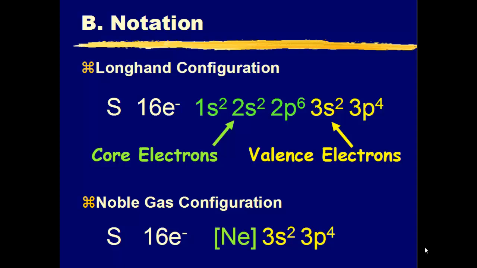So when I look at the longhand configuration for any element, I'm going to find the largest number in front of the letters. For sulfur, it's 3. The 3s and the 3p. And I'm going to add all those electrons together. There are 2 valence electrons in the 3s. There are 4 valence electrons in the 3p. Those electrons added together give me a total of 6 valence electrons for sulfur.